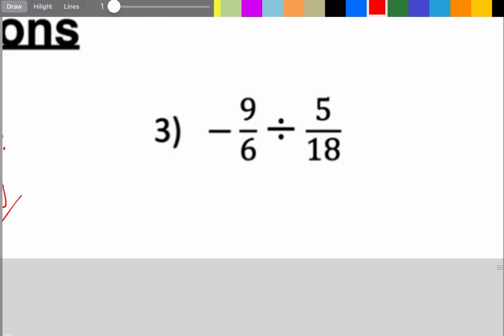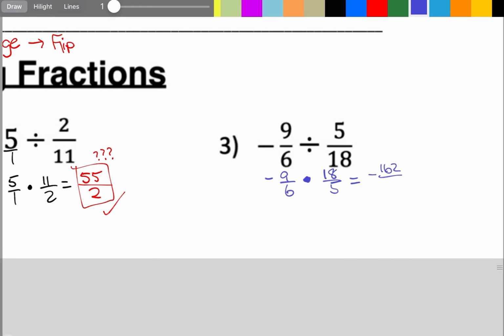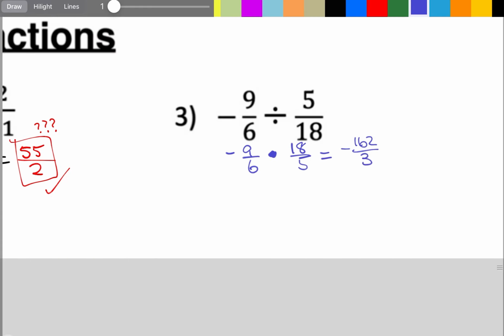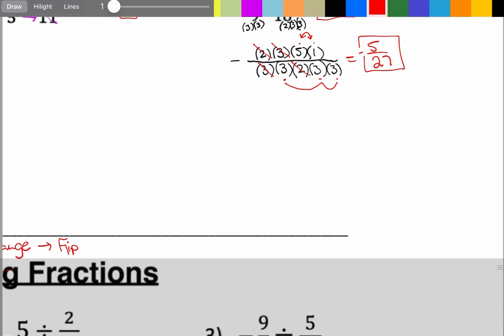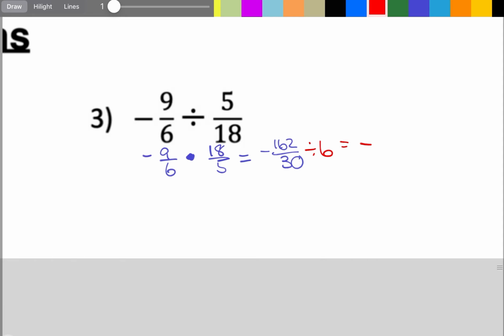And last but not least, another keep, change, flip situation. 18 over 5. Calculator, we end up with negative 162, just like the problem we did above for number 3 on multiplying fractions. On the bottom, we should have 30. The GCF for these two would be 6, okay? I promise you. You can divide both of these by 6. We went over that already with this problem here. You will end up with negative 27 over 5.